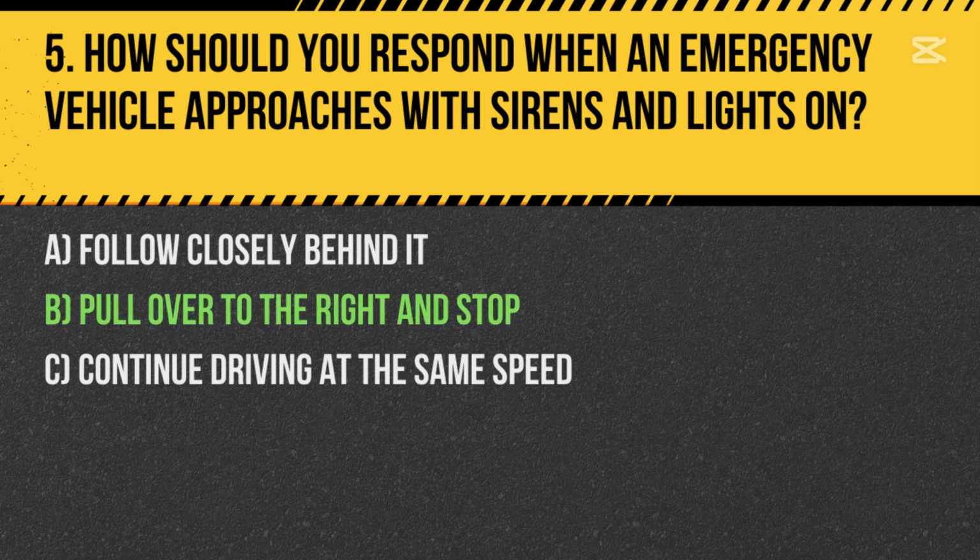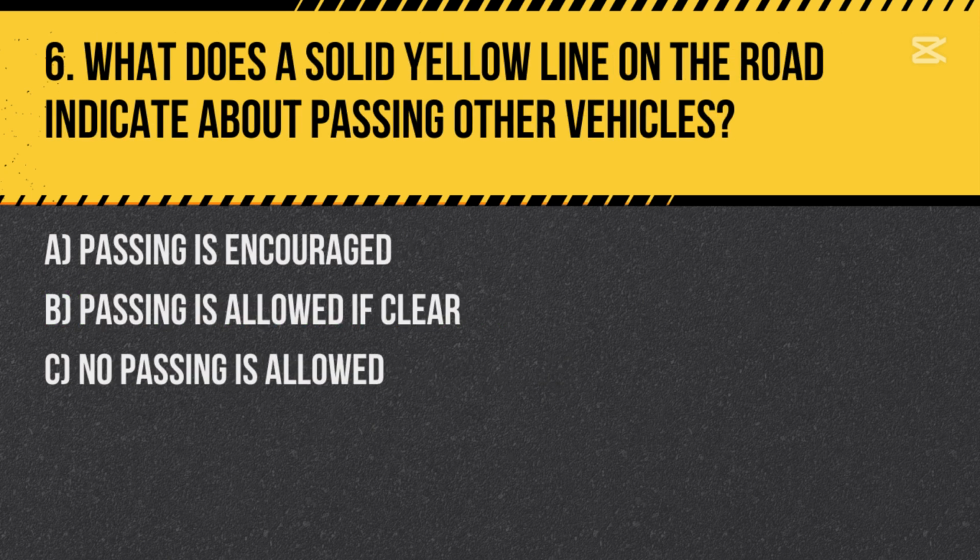Answer. B. Pull over to the right and stop. This action clears the way for emergency vehicles to pass quickly and safely. Question 6. What does a solid yellow line on the road indicate about passing other vehicles? A. Passing is encouraged. B. Passing is allowed if clear. C. No passing is allowed.